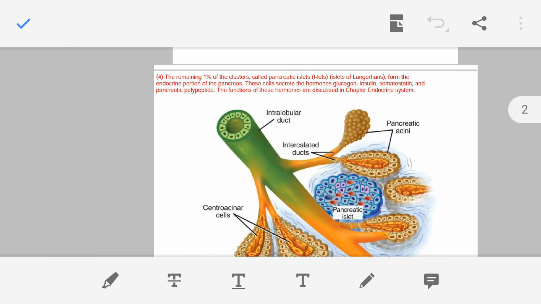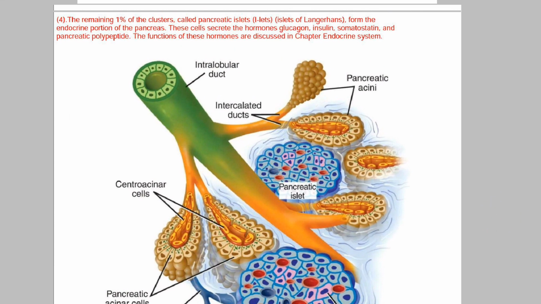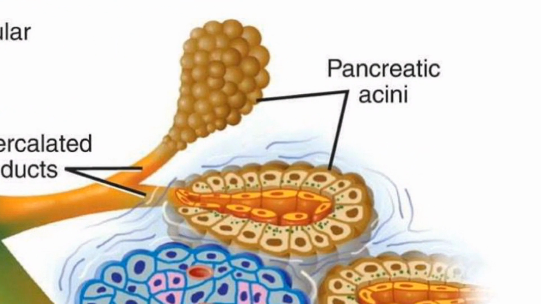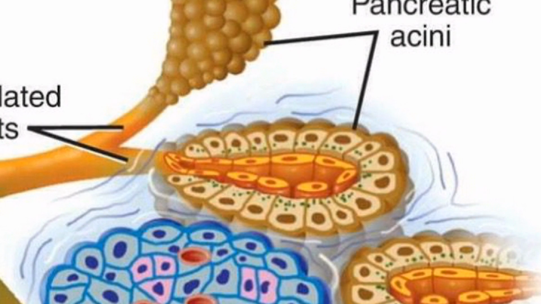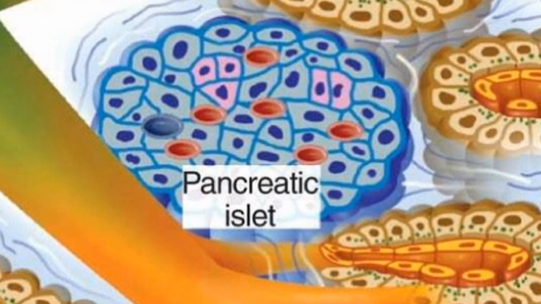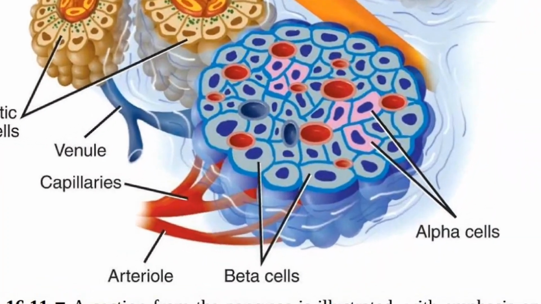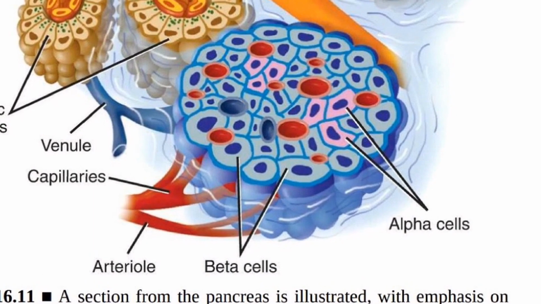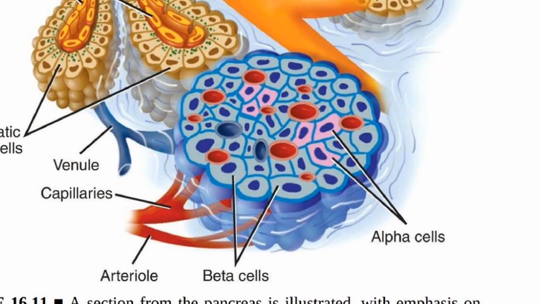Now this is the cross section of the pancreas. You observe this figure, so you will get a clear idea about the pancreatic acini. Here you can see the pancreatic acini is shown. This one is the complete acini, and here they are showing a cross section of the acini. And here these blue color cells are the pancreatic islet. This one also, the pancreatic islet is shown, and here you will find the alpha cell and the beta cell. Then in the islet, the capillaries, arteries and veins are also shown.